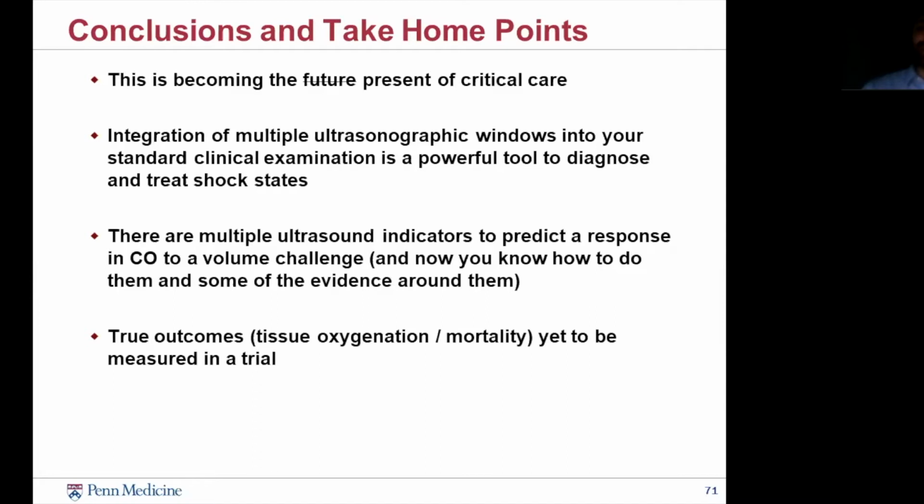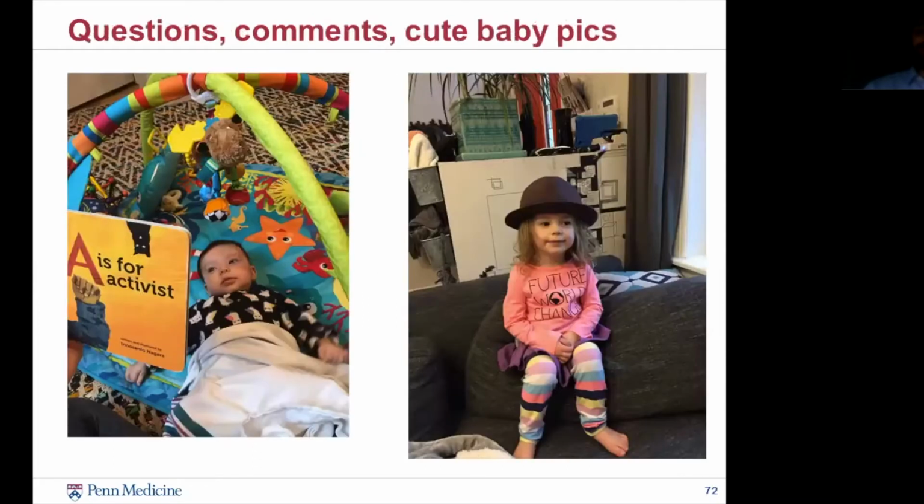But when it comes to real outcomes, mortality, measurements of tissue oxygenation, none of these have yet been measured in a clinical trial. So again, I apologize for the technical difficulties that we had on my side, and here's some cute pictures of my kids just to finish up the talk.